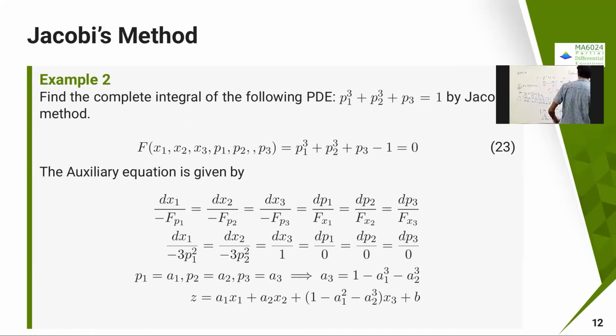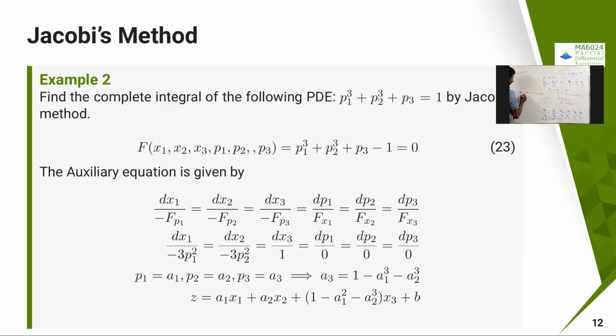So I can substitute it over here. This is going to become a1 cube plus a2 cube plus a3 minus 1 equal to 0. Therefore, a3 can be written as 1 minus a1 cube minus a2 cube. So I can substitute in this one. I can substitute it in the dz. So dz is going to become a1 dx1 plus a2 dx2 plus a3 dx3.